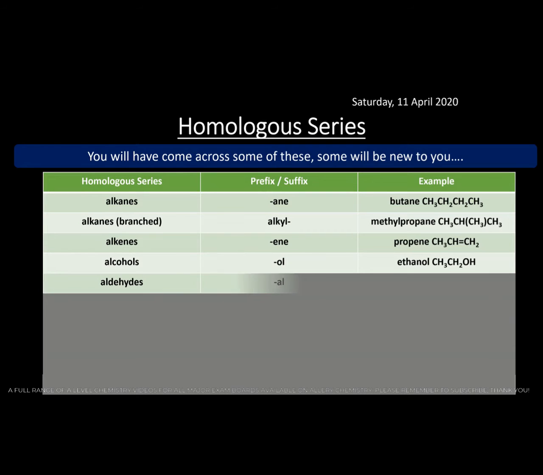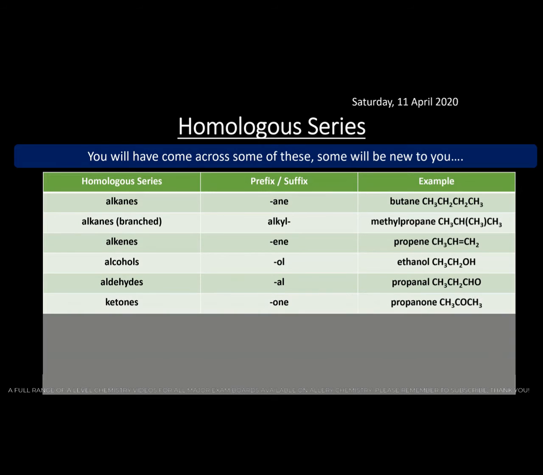So alcohol is -ol. Aldehydes, you won't have seen aldehydes, I doubt, at GCSE. If you have, then it wouldn't have been that much. But aldehydes end in -al. So for example, propanal, that's an aldehyde. Ketones end in -one. So that's propanone, which is CH3COCH3. So again, you might not have seen that at GCSE. You'll come across that a lot more at A level.